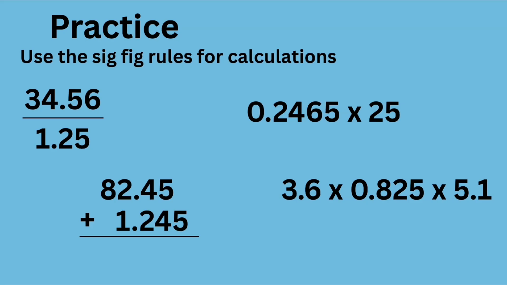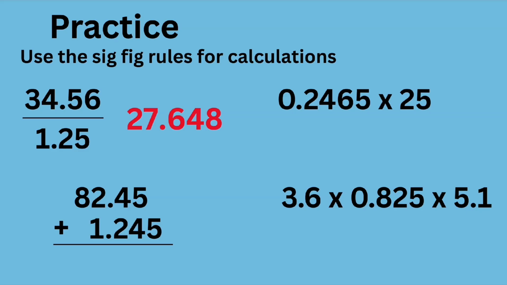Chemistry is all about practice. So take some time, practice these next ones, see if you get the answers correct. The most efficient way to do this is to look at the type of calculation you're going to perform, determine the rule, see how many significant figures are in each of the numbers you're going to calculate, and then determine how many significant figures you need for your final answer. Go ahead and try it.